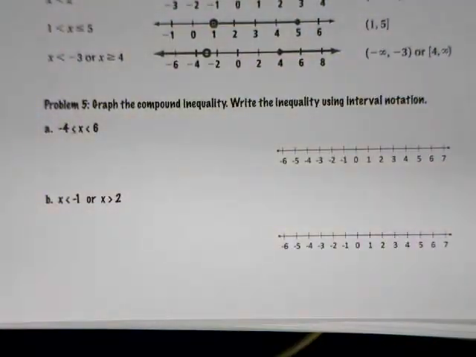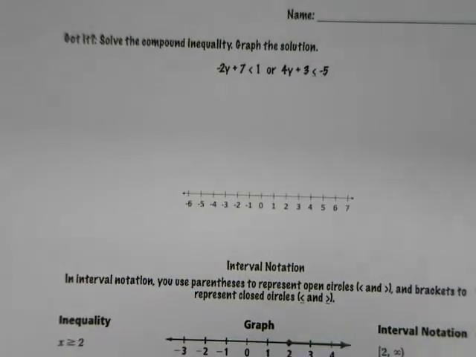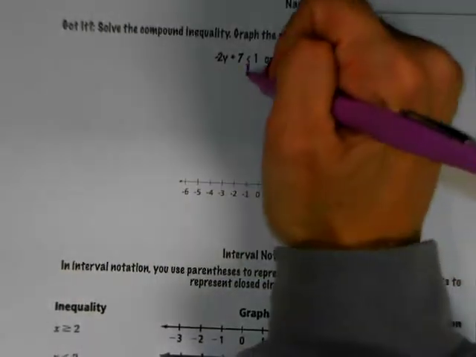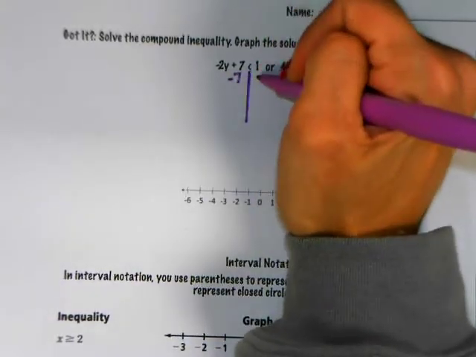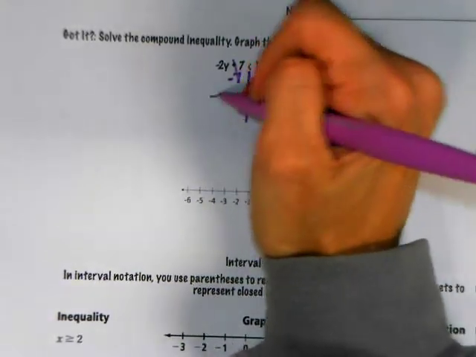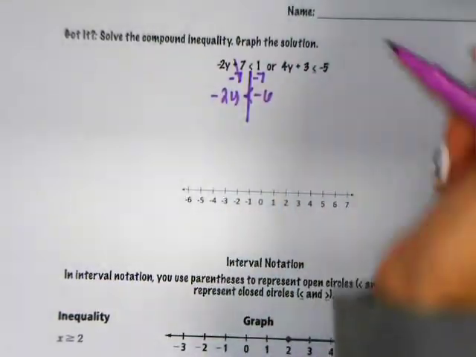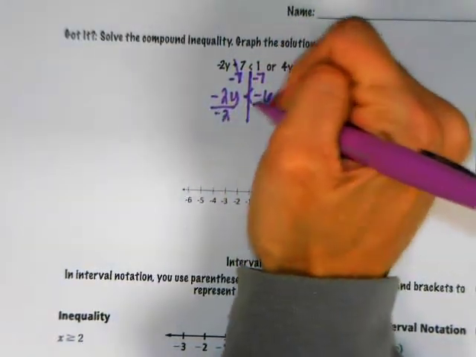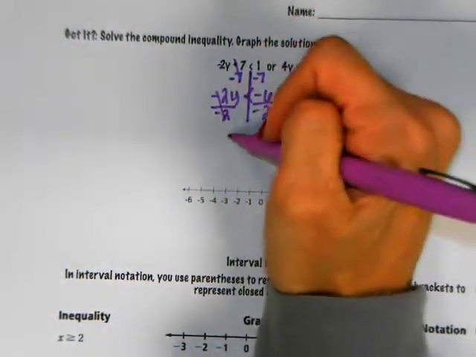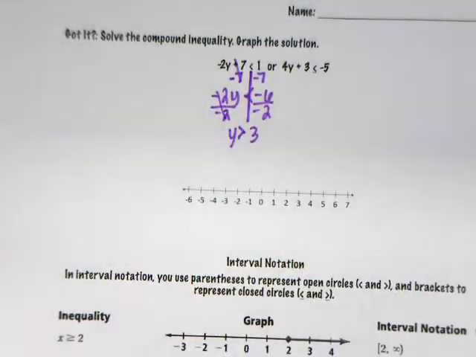All right. So this one's kind of tricky. Solve the first one. What would you do first to solve that? -7. So you have negative 2y is less than -6. Then what? Divide by -2, which means I have to what? Switch. Flip the sign. So y is greater than 3.